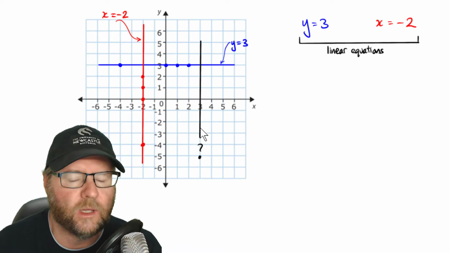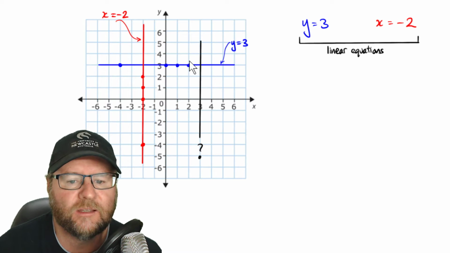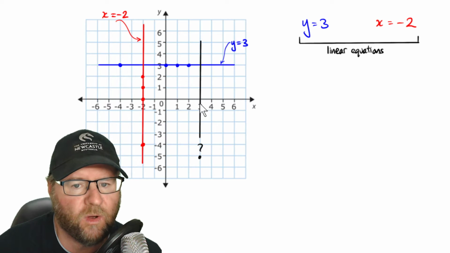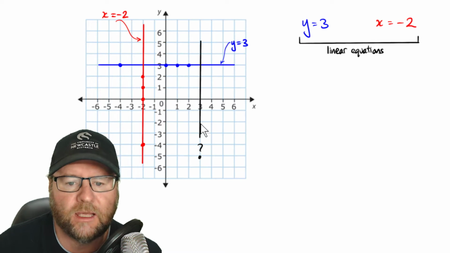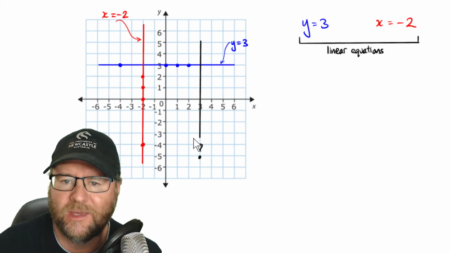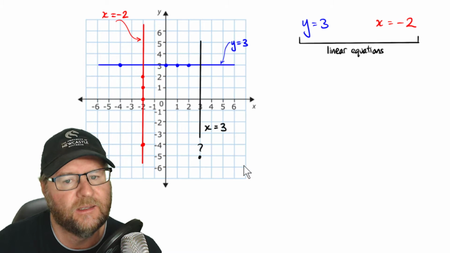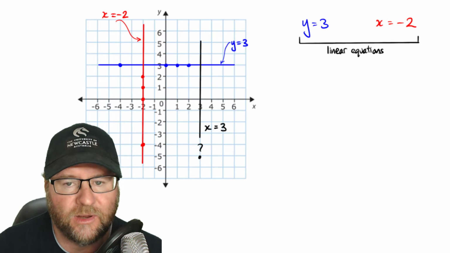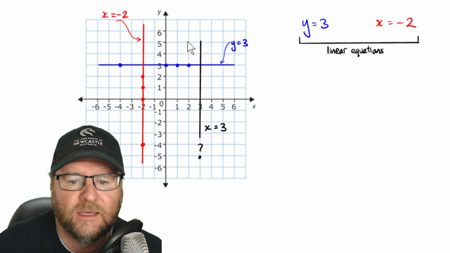So, working in reverse, if you were given the line, what would the equation of this line be? Well, I can see that it goes through an x value of 3. And everywhere along that line, it doesn't matter what y value I pick, x is always going to equal 3. So that is the line x equals 3, the equation of that line.